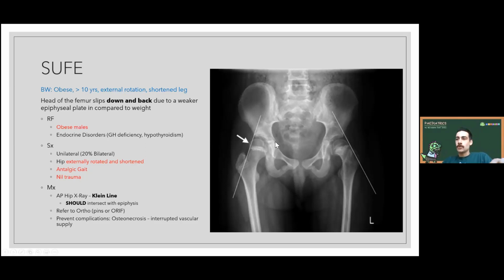And it presents like you would with an adult that has a hip fracture or a dislocated hip, which is they get an externally rotated hip and a shortened leg. So on X-ray, you can examine, they use the Klein line for this. So they make a line across the femur neck, and it should cross the femoral head, as you can see here. So that's normal. But if it doesn't cross it, then that means that the femoral head slipped off, and that's SUFI. And this usually needs orthopedic involvement and open reduction internal fixation for that.